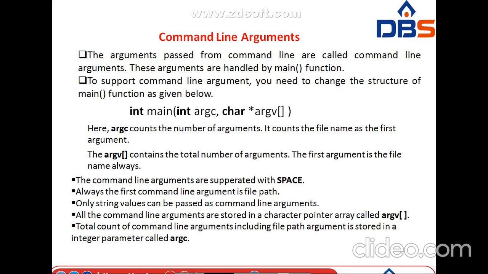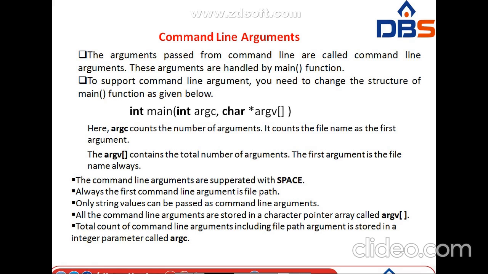The command line arguments are handled using the main function. For that, we need to change the main function syntax. Here, what is meant by command line arguments? The arguments which are passed from the command line we call command line arguments. These arguments are handled by the main function. If you want to represent the command line arguments in main, we just change the structure of the main function. That is int main, or simply main. Within the brackets we write the arguments, that is int argc, comma, char star argv. It is the array type.